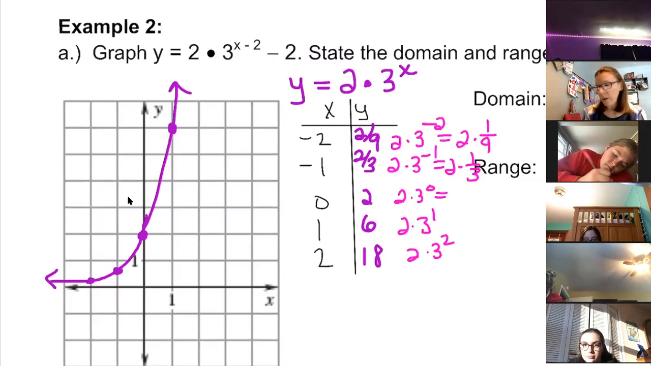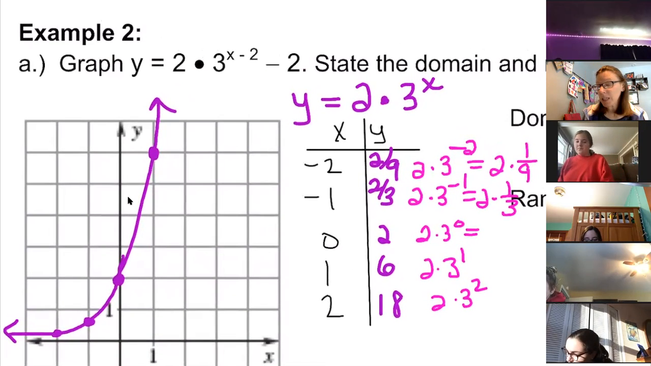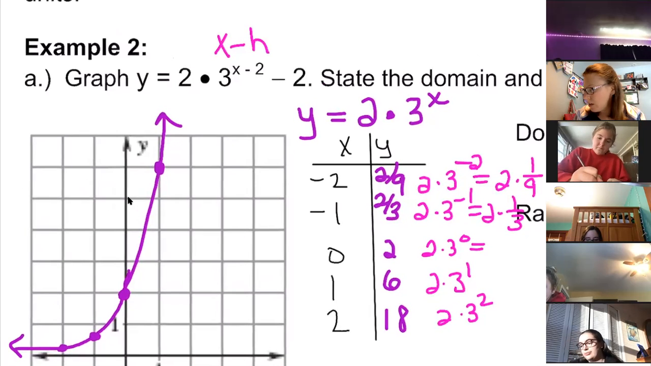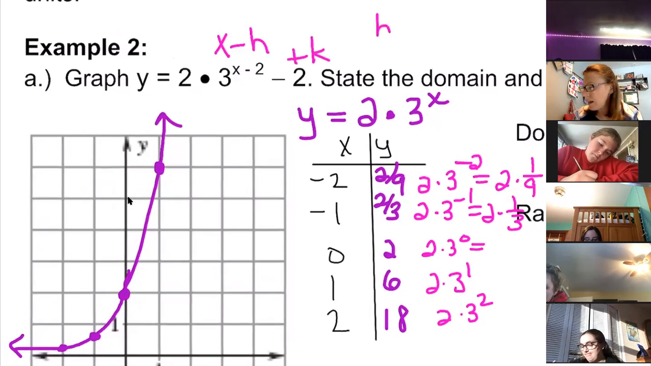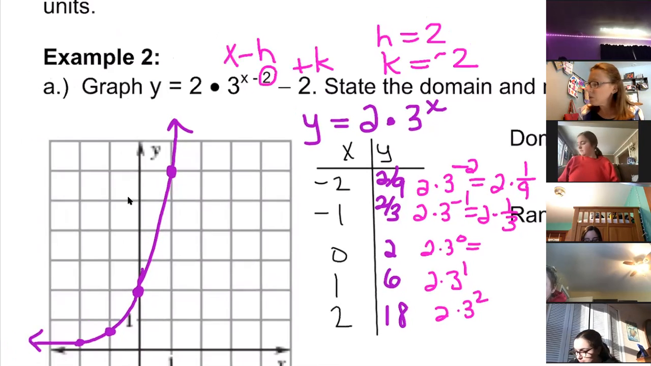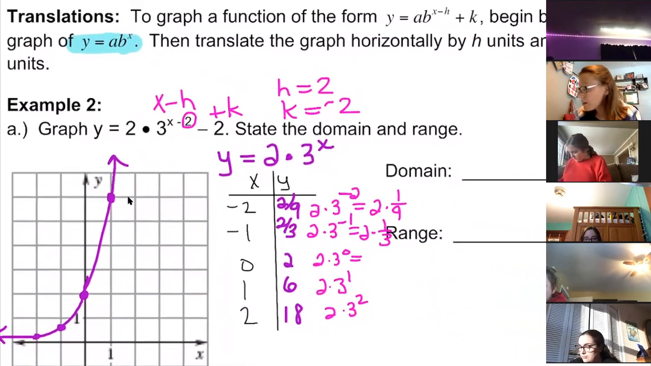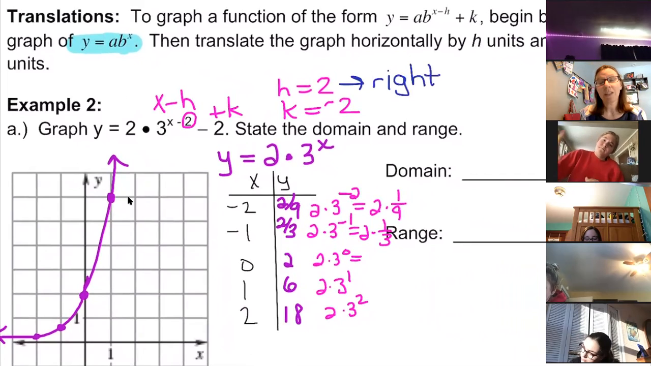The next part, we are going to translate this. In the last chapter, we talked about h and k. This is x minus h. Here is plus k. H is +2, k is -2. Remember, the h is just the number sitting there because the equation is x minus. The directions say that h is a horizontal shift. So if it's +2, it means it's shifting to the right by 2 units. That's a horizontal shift.